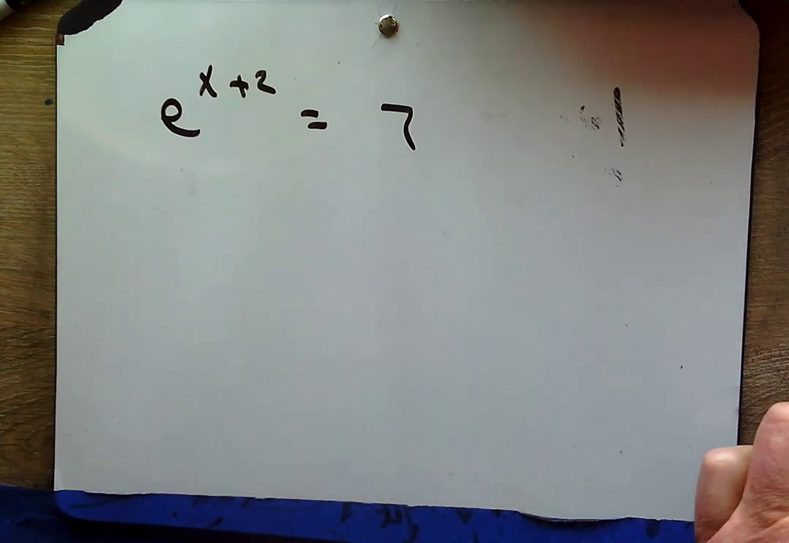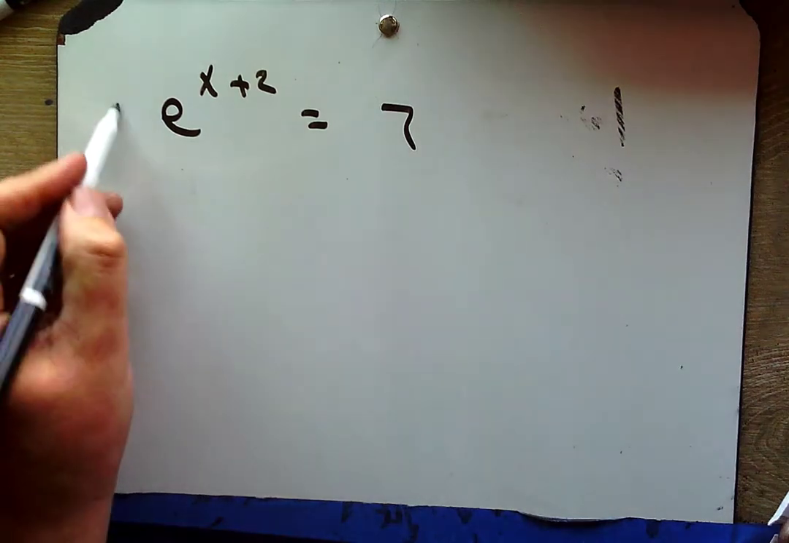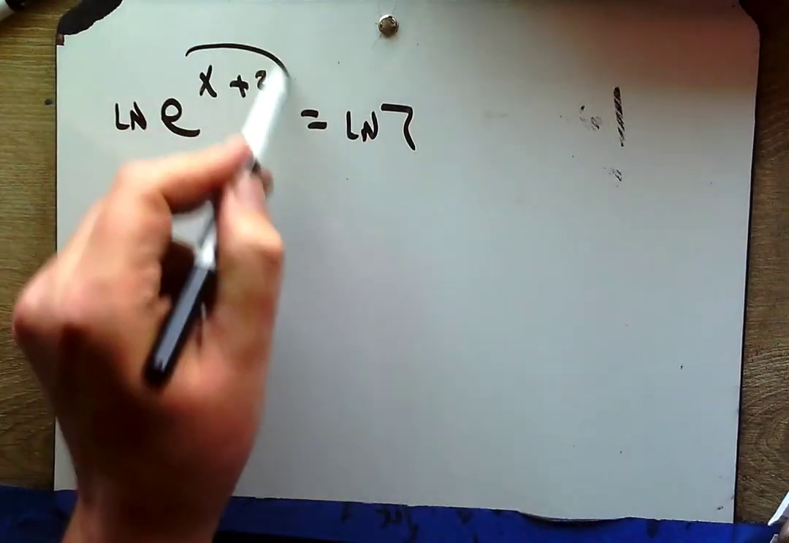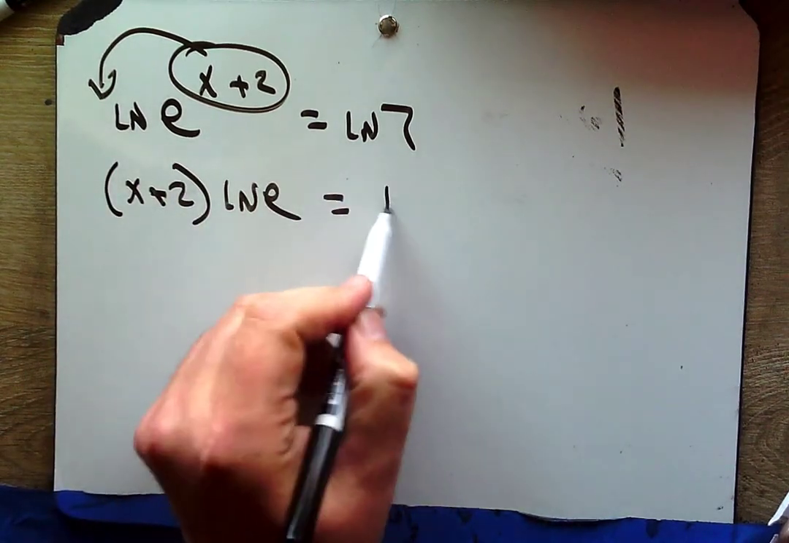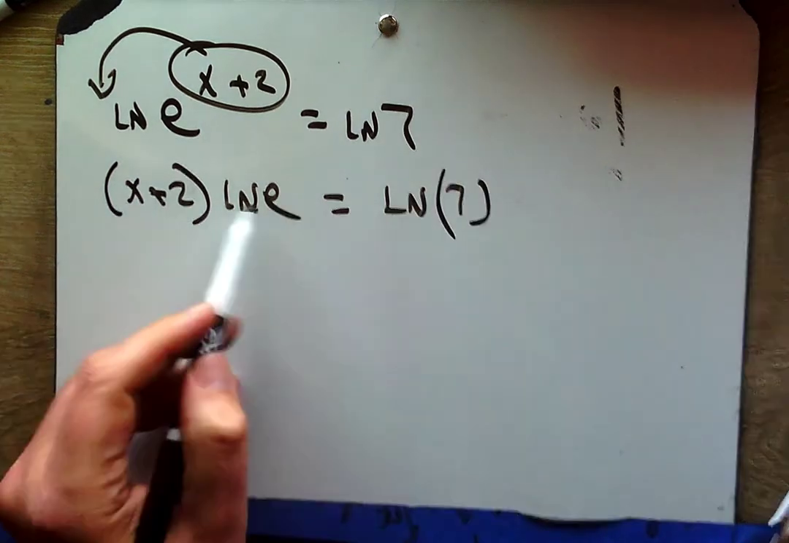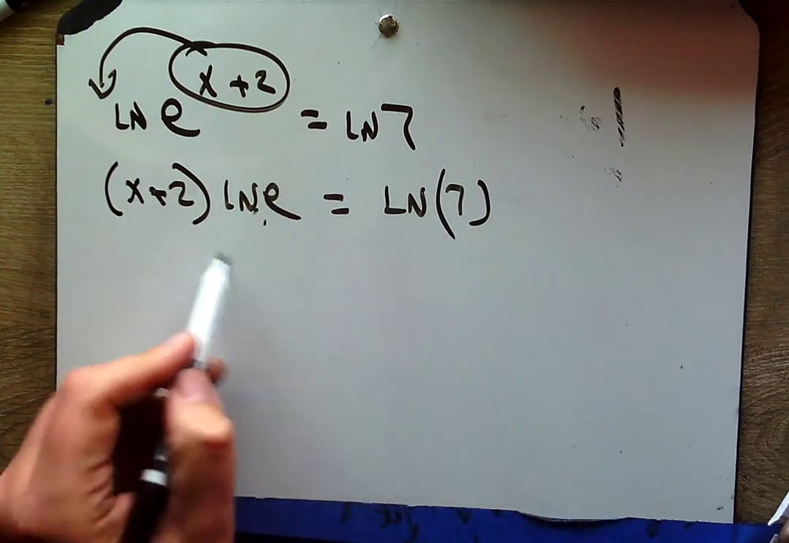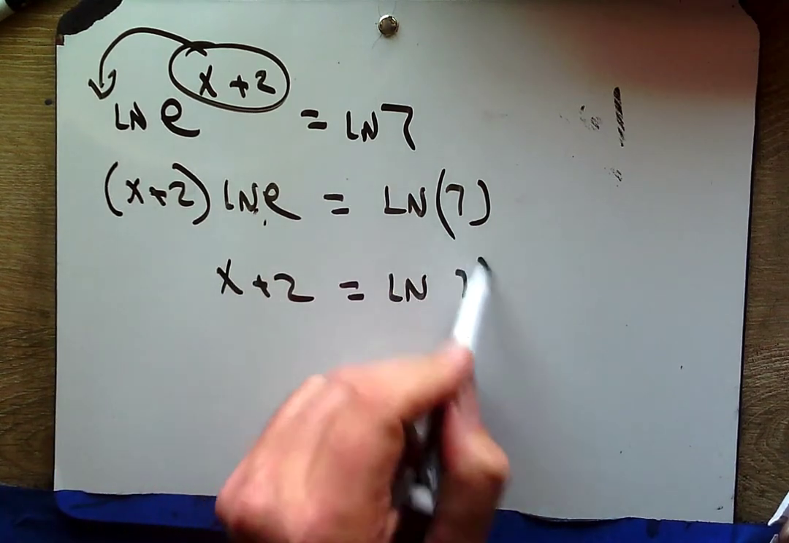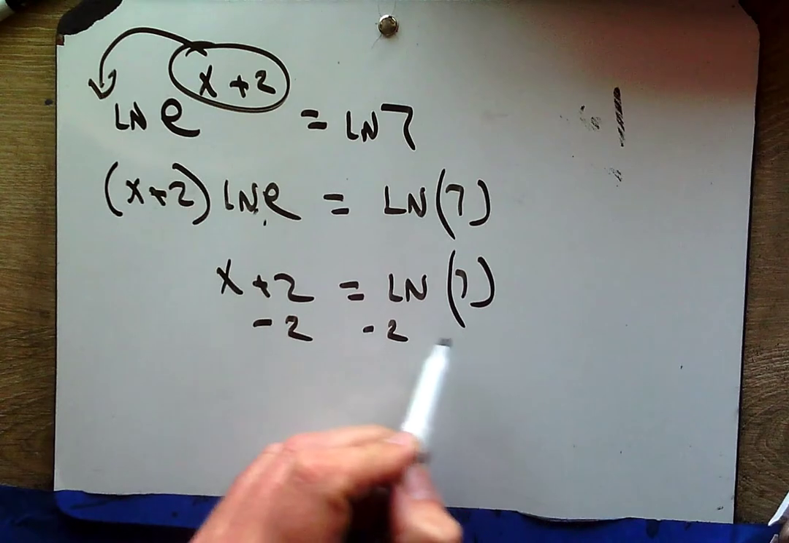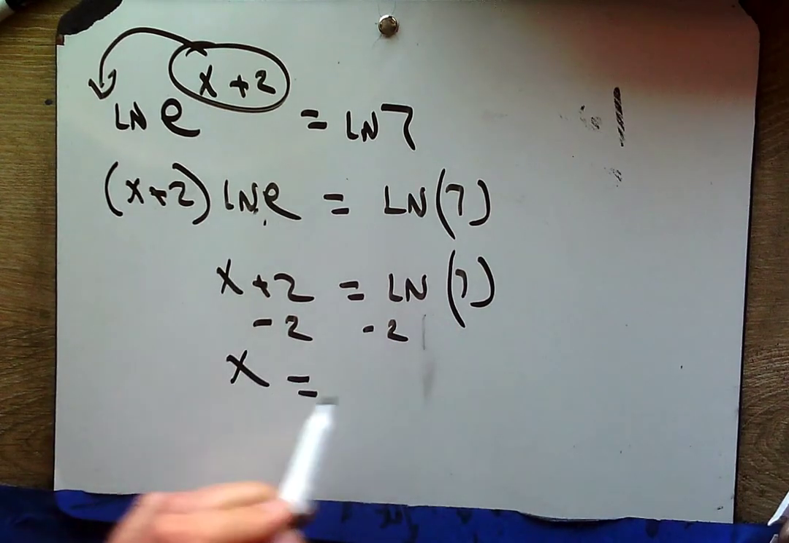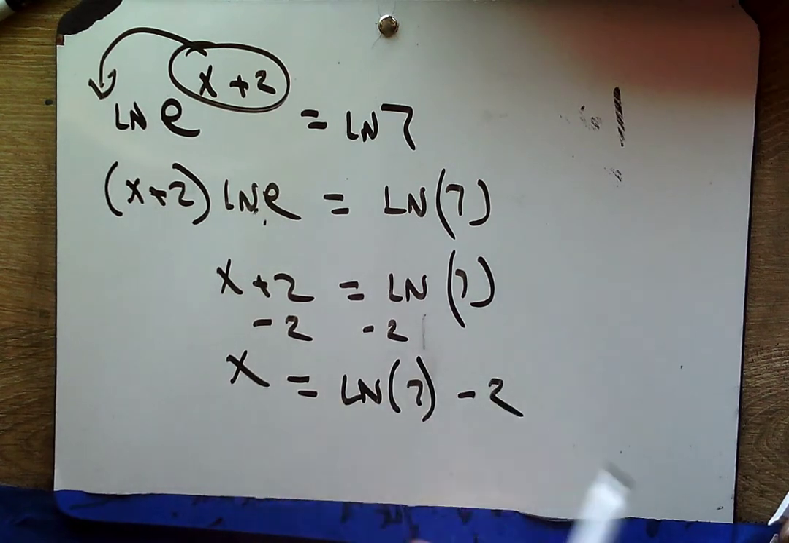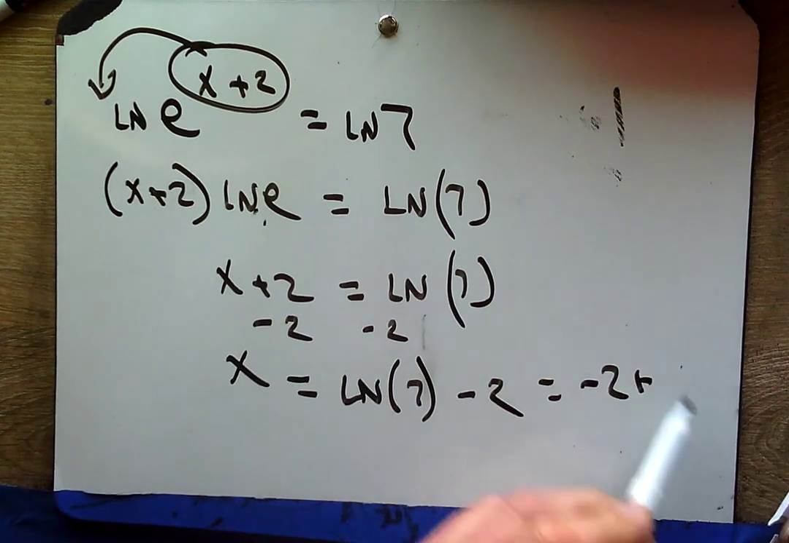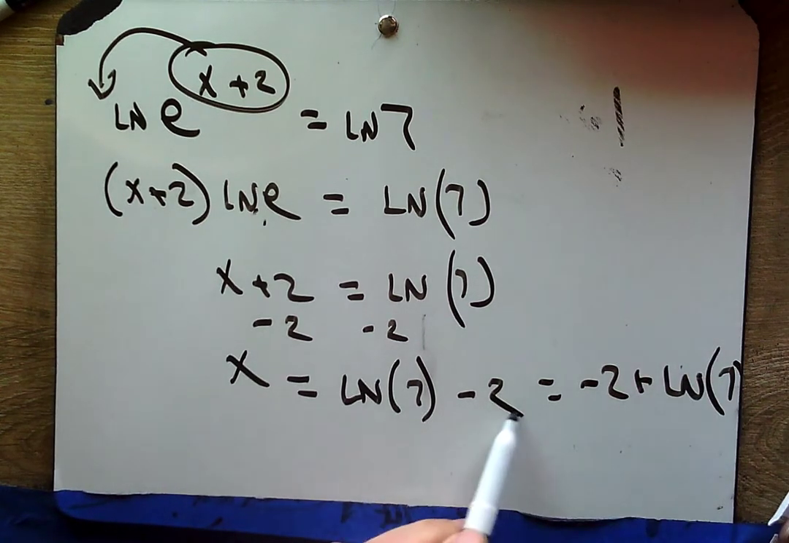Okay, so yeah, I can't rewrite them so they have the same base, but I can take the log of both sides and bring this down. So we've got x plus 2 times ln of e equals ln of 7. Now, ln of e is, yes, 1. So I've got x plus 2 equals ln of 7. And I want to get x alone, so I want to subtract 2 from both sides. x equals ln of 7 minus 2. Though I kind of want to write minus 2 plus ln of 7, so you don't inadvertently think that this is supposed to be inside of there.